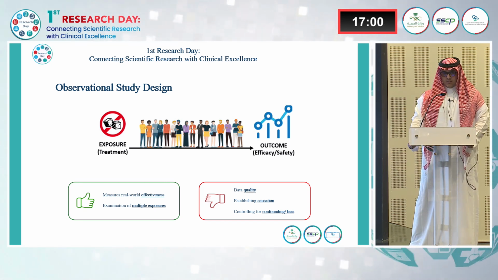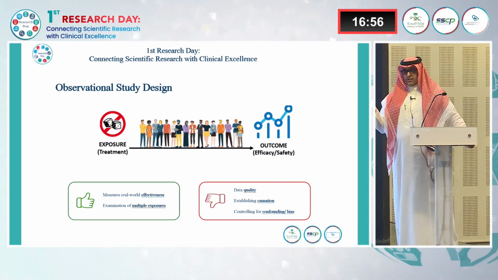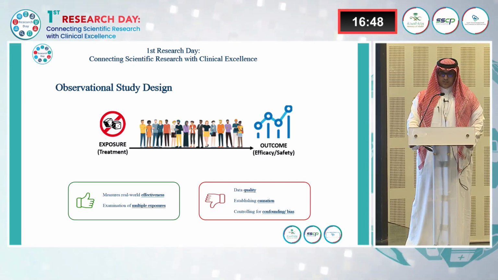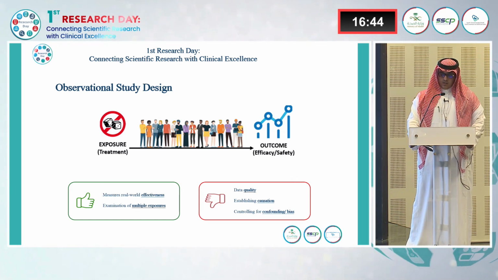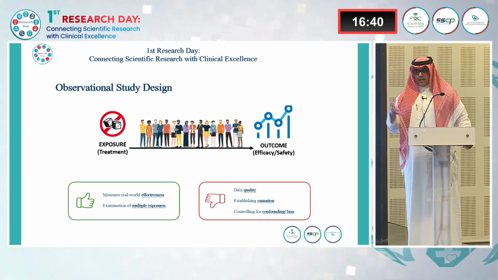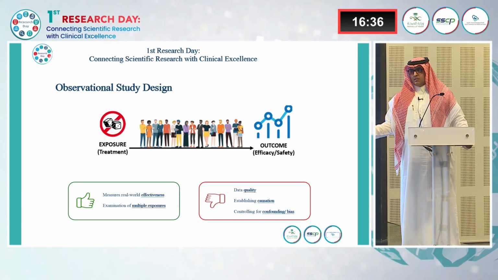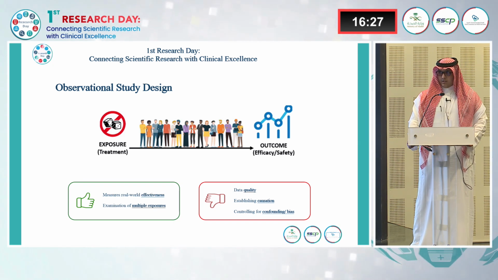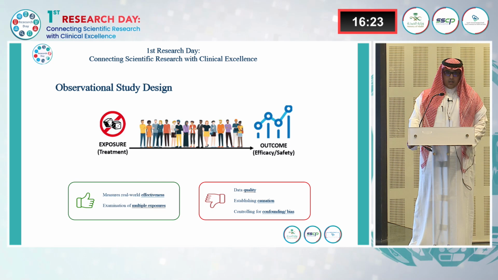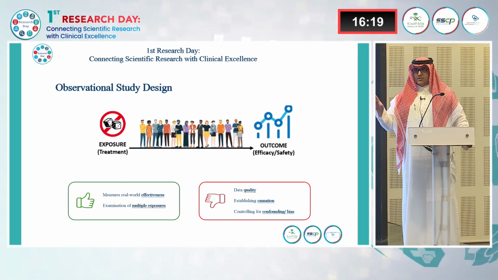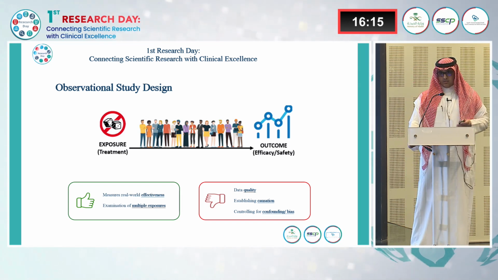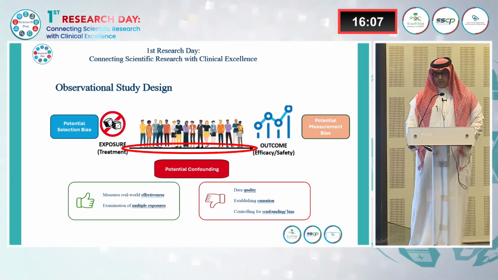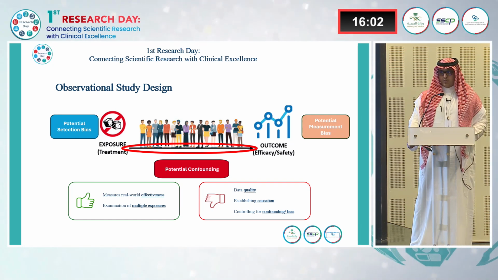When we talk about observational study design, we are talking about exposure and outcome. The advantage of observational study design is that it measures real-world effectiveness, and by using it we can examine multiple exposures. However, the data is not 100% accurate, and we cannot be sure that this factor really caused this outcome, and there are a lot of confounders. As we see here, there is potential for measurement bias, potential for selection bias, as well as potential for confounders.